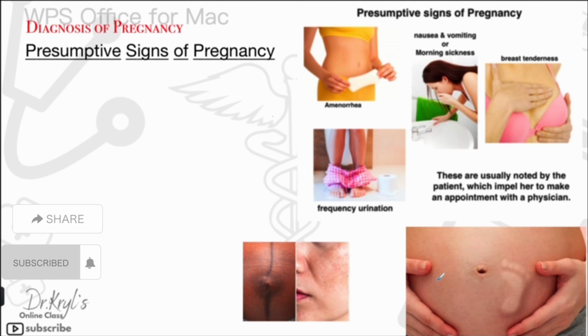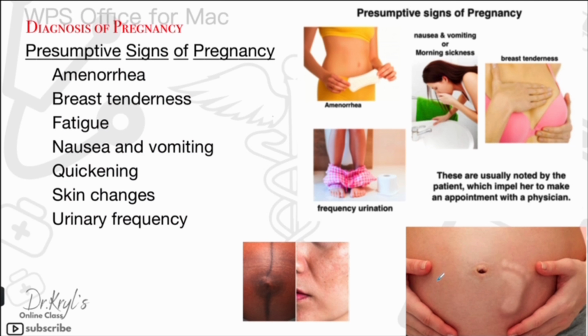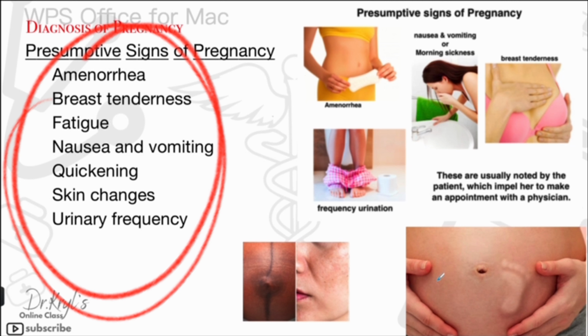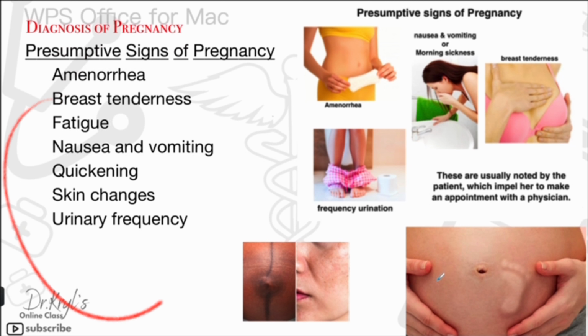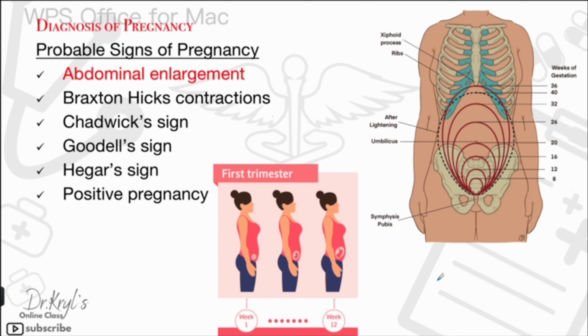Actually, these presumptive signs of pregnancy are subjective signs that are self-reported by the patient. This may be caused by other medical conditions and are the least reliable signs of pregnancy. Okay, this includes amenorrhea, breast tenderness, fatigue, nausea, vomiting, quickening, skin changes, and urinary frequency. So once these signs are reported by the patient, the health practitioner needs to confirm it with some other test. Okay, like any one from the probable signs.